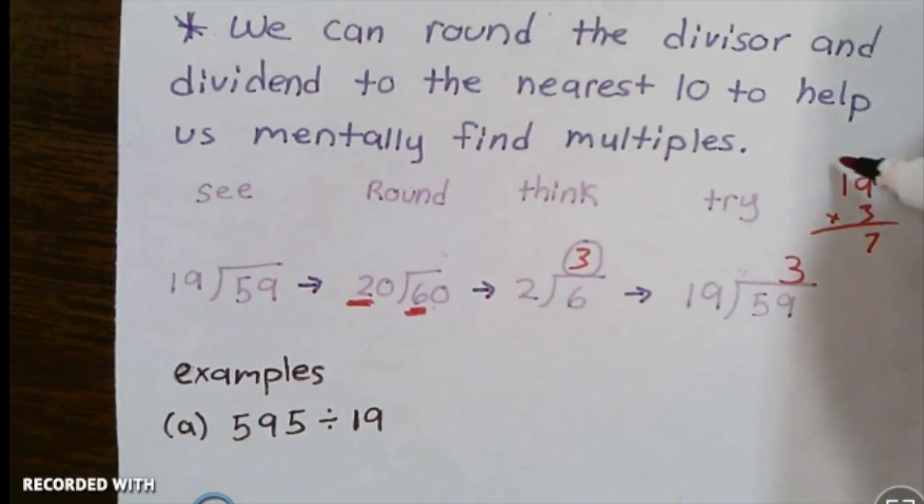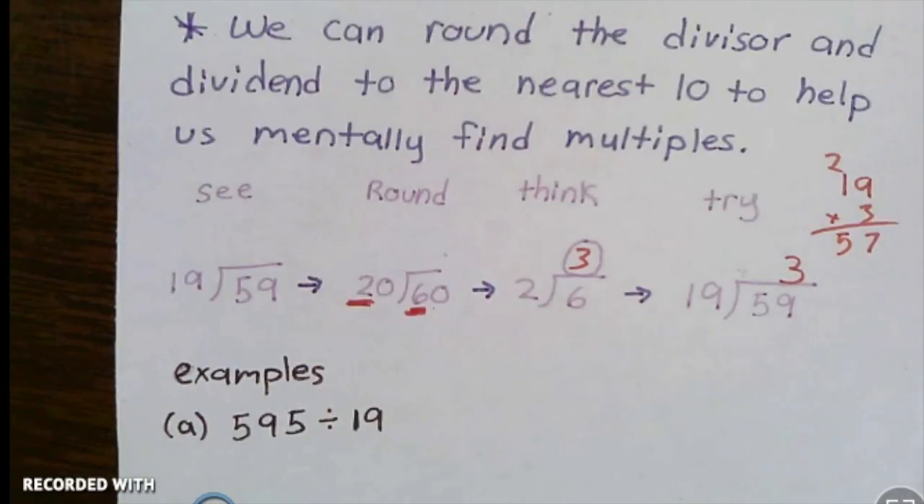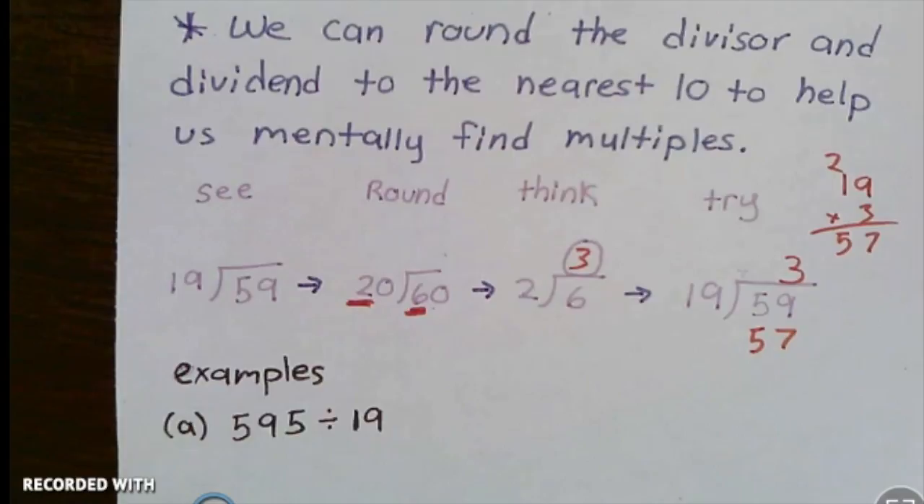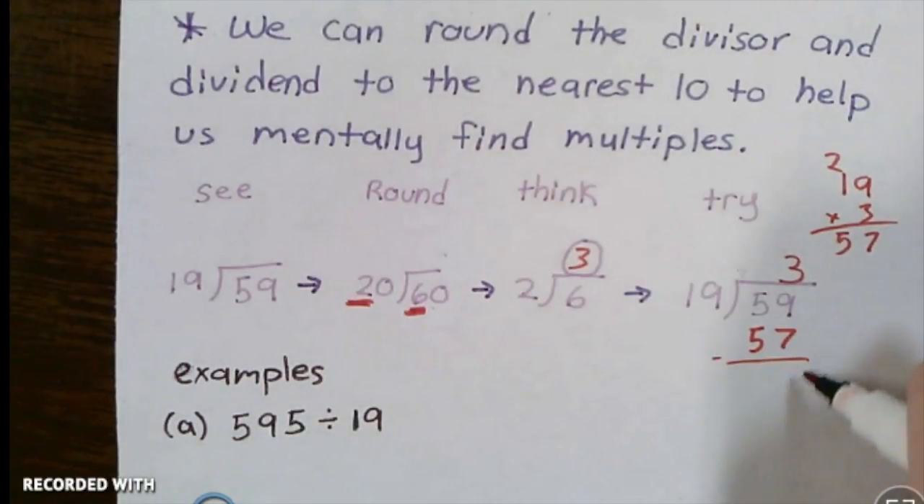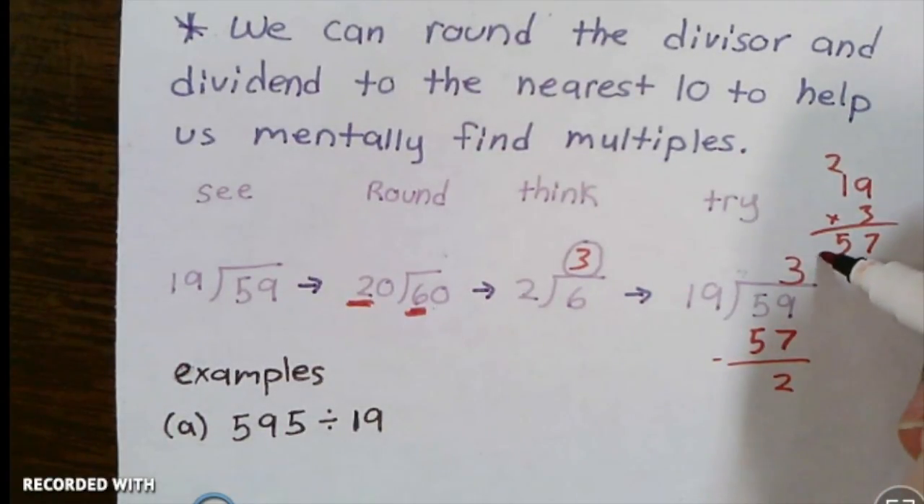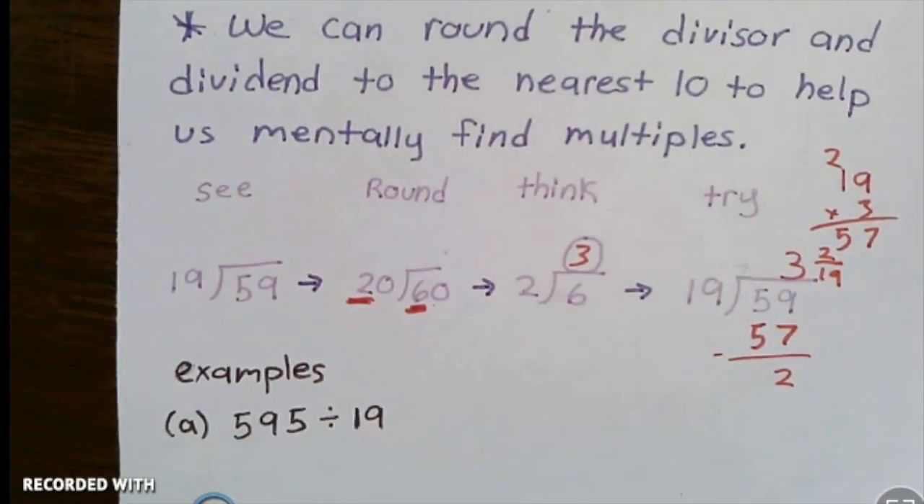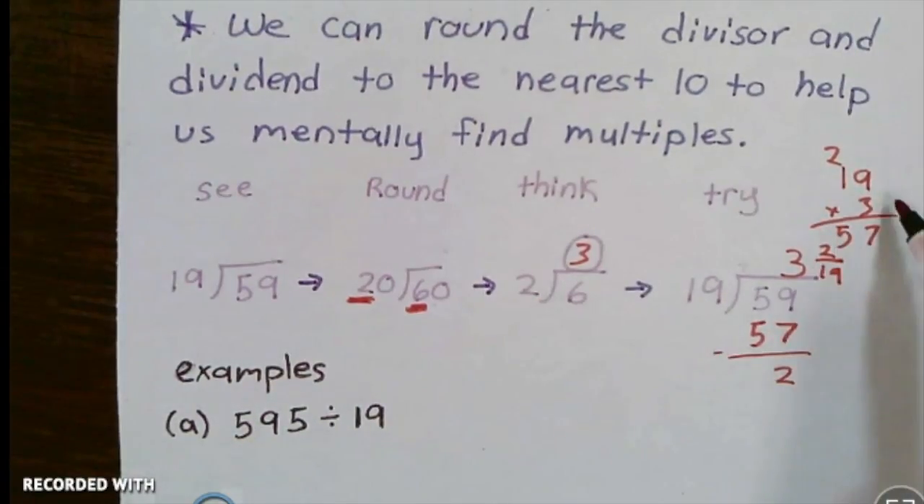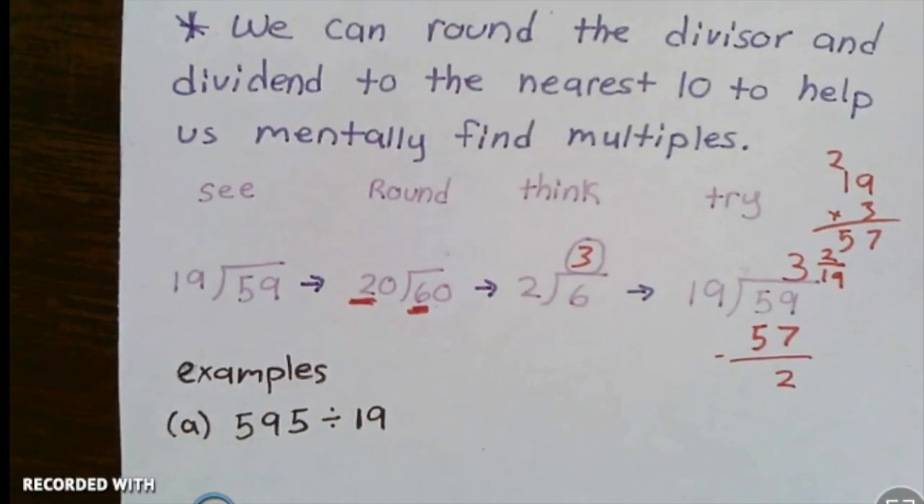And I get 57. So I'll put 57 down here. And then I'll subtract and I get 2. So I would have a remainder of 2/19. So you see how we did that? These steps are happening in your head, and it's just helping you come up with what number to multiply 19 by, because I don't expect you to know how many times 19 goes into 59 off the top of your head. That would be a little silly.